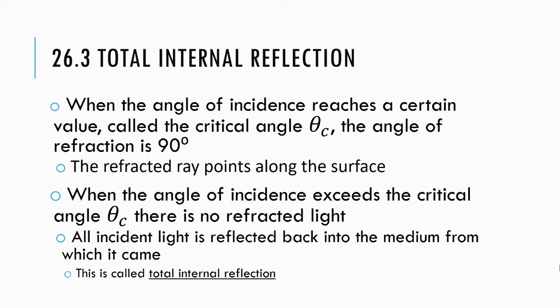So total internal reflection means that your angle of incidence reaches something called our critical angle, where the angle of refraction is 90 degrees and the refracted ray points along the surface. So TIR actually is when all of our incident light is reflected back into the medium from which it came. When the angle of incidence exceeds that critical angle, there is no refracted light.